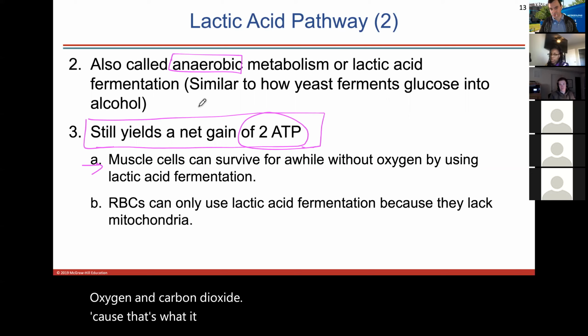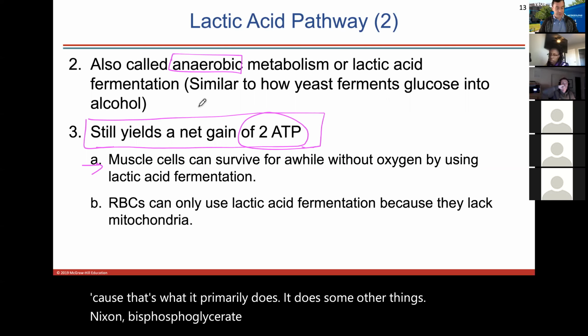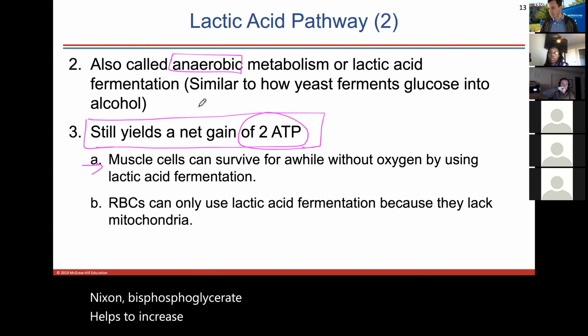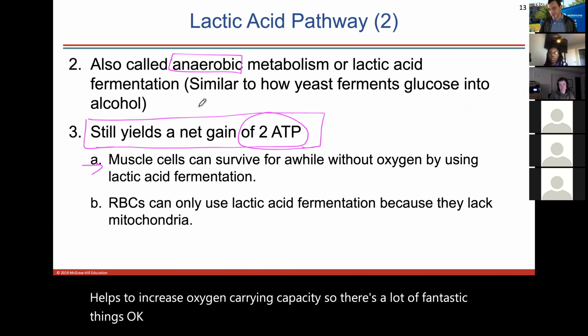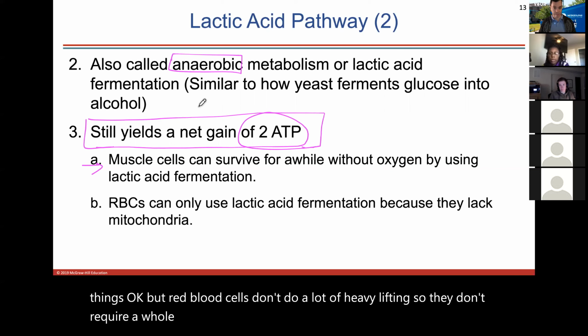It does some other things, like some bisphosphoglycerate, which helps to increase oxygen carrying capacity. So it does a lot of fantastic things. But red blood cells don't do a lot of heavy lifting, so they don't require a whole heck of a lot of energy. So that anaerobic pathway, this lactic acid pathway, that's all they do.